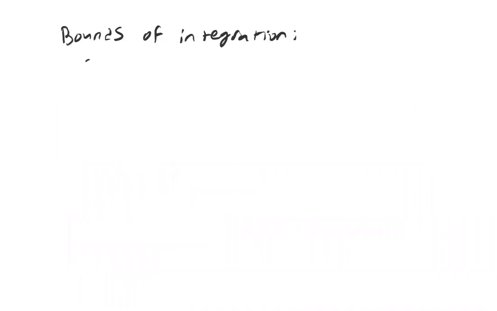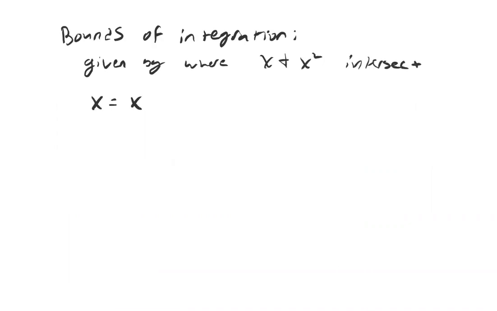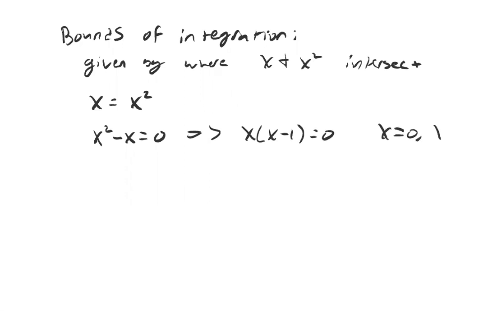So the bounds are given by where x and x squared intersect. That happens when x is equal to x squared. If I solve this the way we're supposed to, you get x squared minus x equals 0, which implies x times (x minus 1) equals 0. So I get x equals 0, x equals 1. And now I can plug this all into my integral. So my volume then is the integral from 0 to 1.